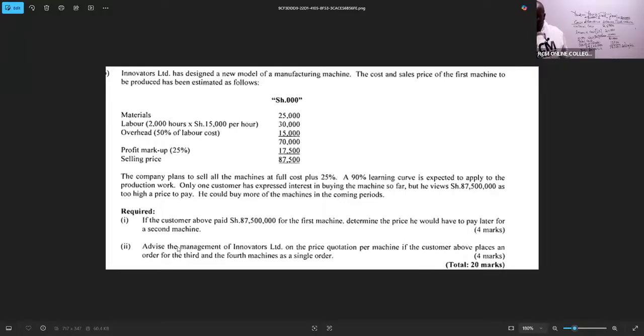They want us to advise the management of Innovators Limited on the price quotation per machine if the customer above places an order for the 3rd and the 4th machines as a single order.